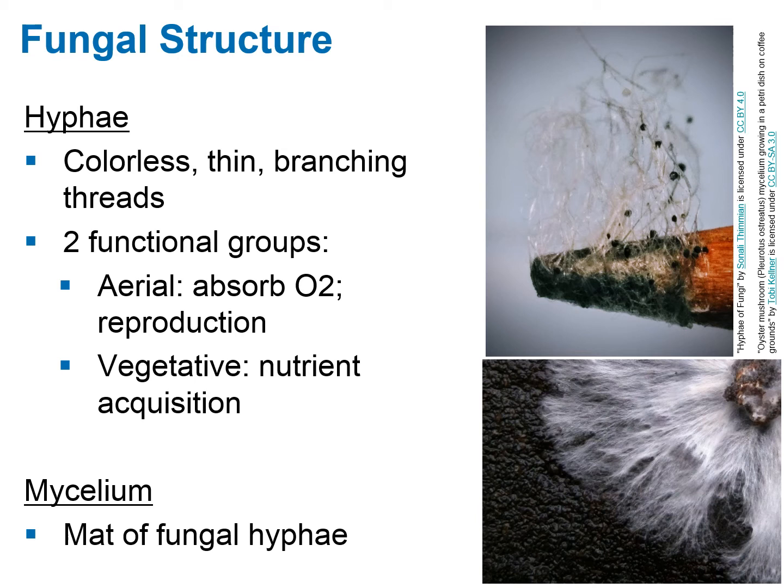Hyphae are microscopic, hair-like tubes that make up your multicellular fungi. They're colorless, thin, branching threads. And they tend to run throughout the material or the substrate that the fungus is growing on. These types of hyphae are called vegetative hyphae, and their primary job is nutrient acquisition.